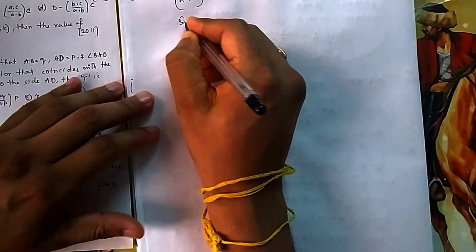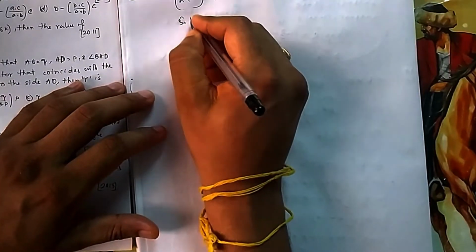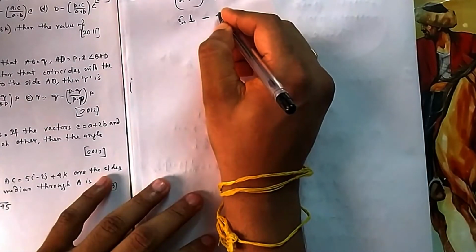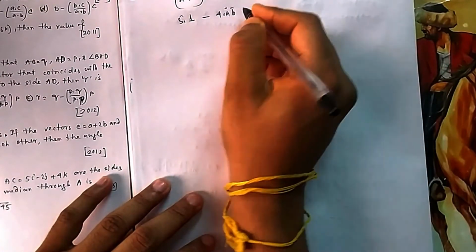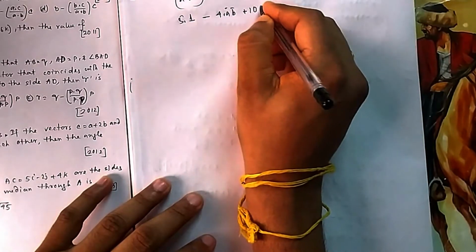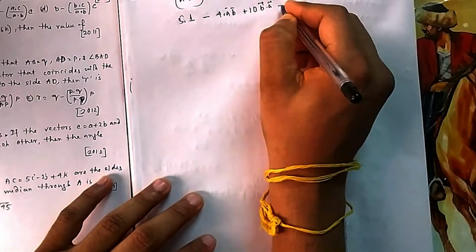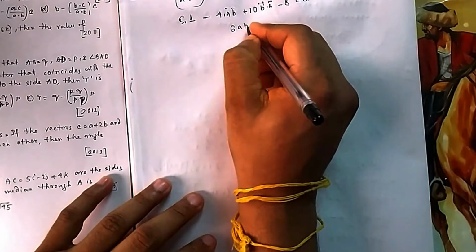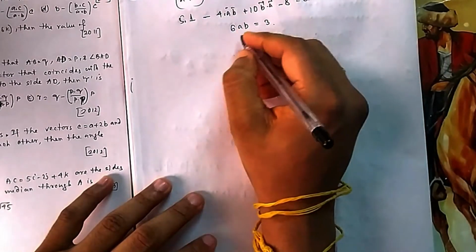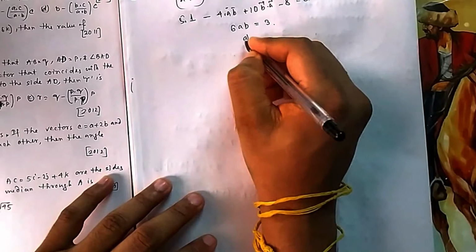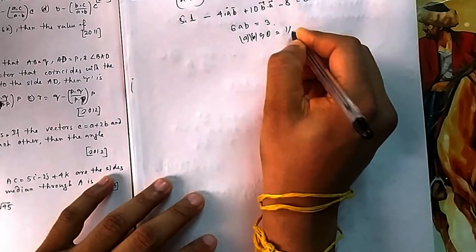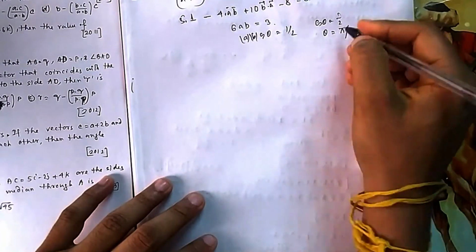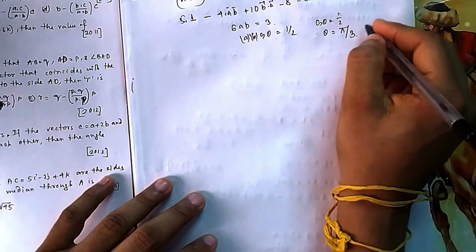So 5 times A dot A, what will A dot A be? It is a unit vector, so it will be 1. Minus 4 A dot B, then plus 10 B dot A, or A dot B, same, minus 8 times B dot B, which is 1, equal to 0. So it will be 6 A dot B equal to 3, or A dot B equals half. A dot B is magnitude A, magnitude B, cos theta, and the magnitudes are 1, so cos theta is equal to half. So theta is equal to pi by 3. That is your answer, option C.